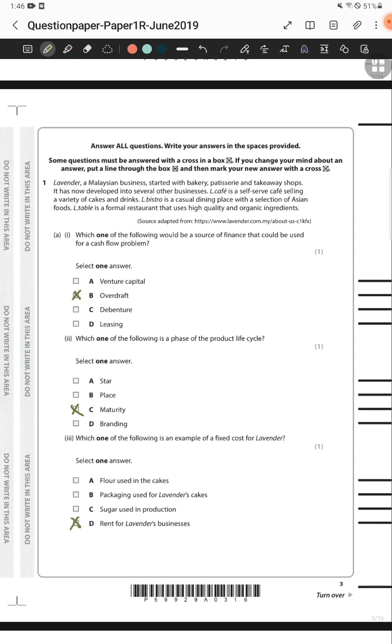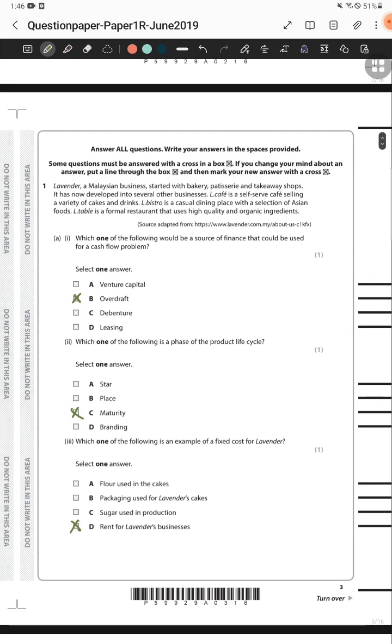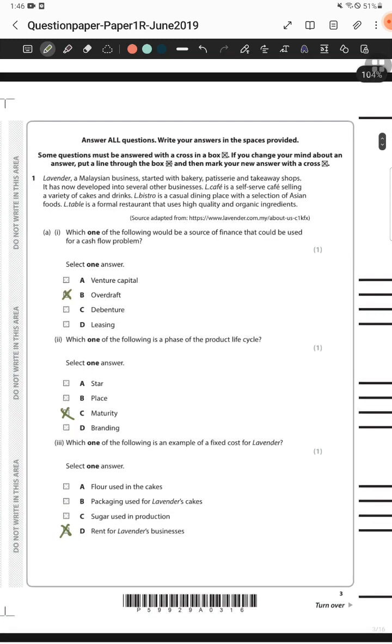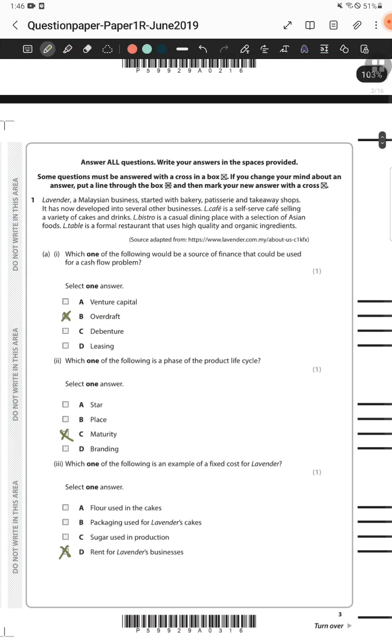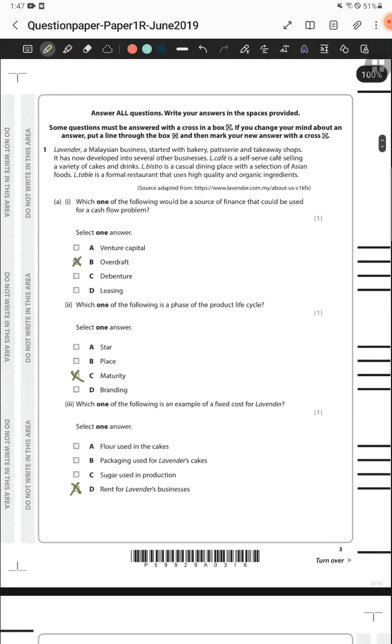Alright, so our first question is an MCQ, multiple choice. Which one of the following would be a source of finance that could be used for a cash flow problem? We have 4 options, and the obvious one is overdraft. Basically, it is the easiest way to use as a source of finance. The others take too much trouble and they're not as fast.